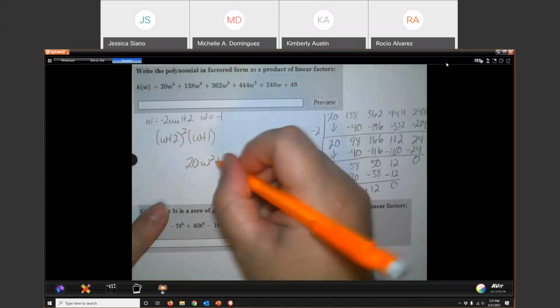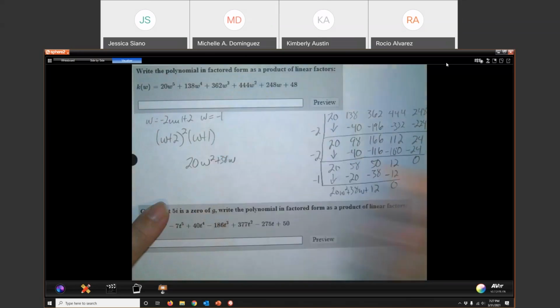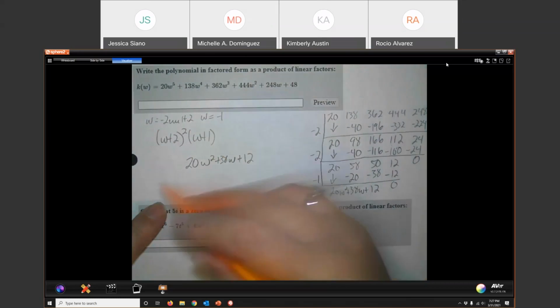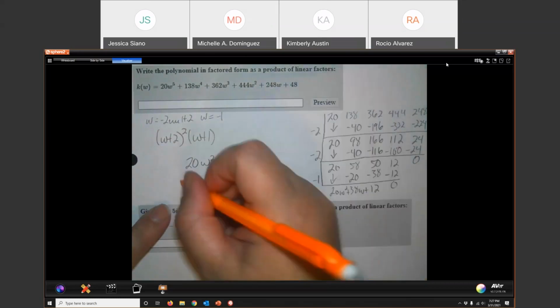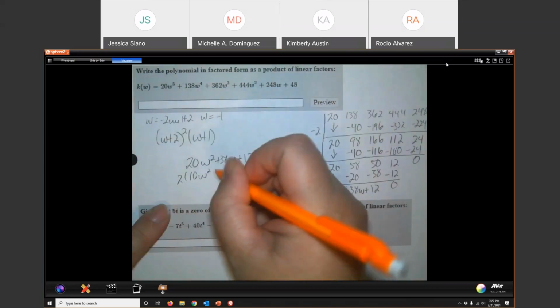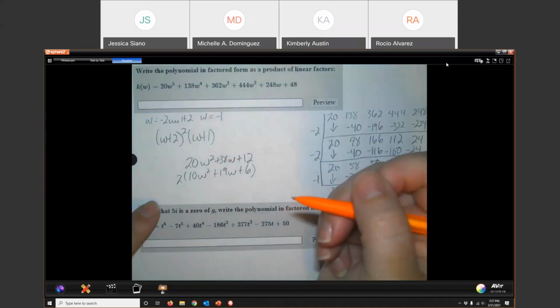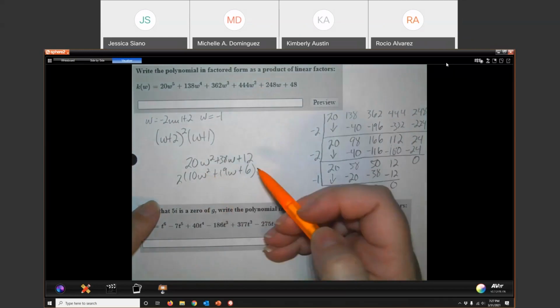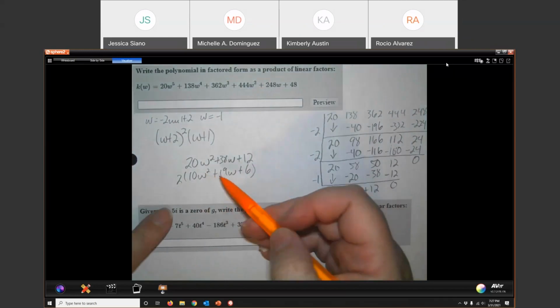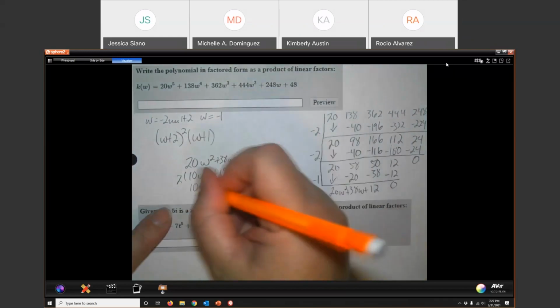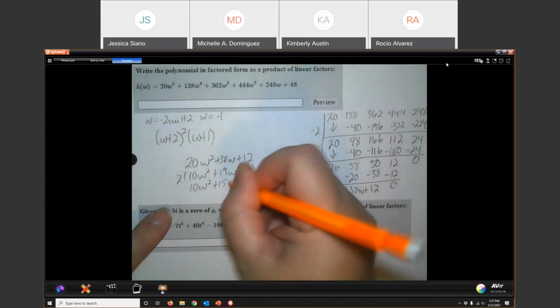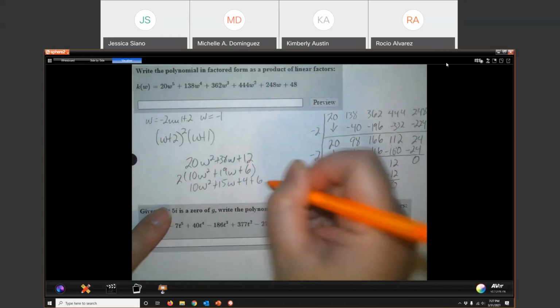20w squared plus 38w plus 12. This has a GCF of 2. So then 10 times 6 is 60. Two numbers that multiply to 60 and add to 19 are 15 and 4.